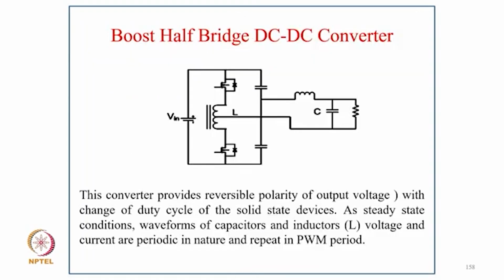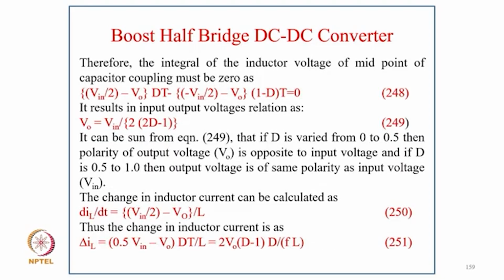Now coming to the boost half bridge DC-DC converter, where we have a coupled inductor in between the two switches, and that inductor makes this an input current source, and we get the buck-boost operation. So this converter provides reversible polarity of output voltage with the change of duty cycle of the solid state switch devices. In the steady state condition, the waveforms of capacitor and inductor voltages and currents are periodic in nature.